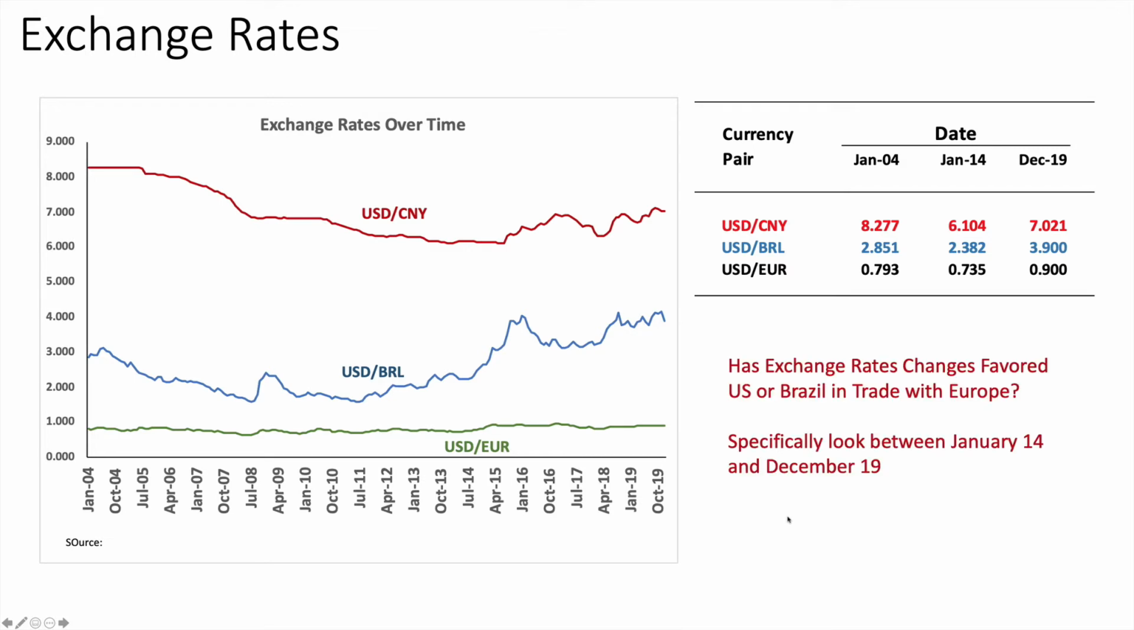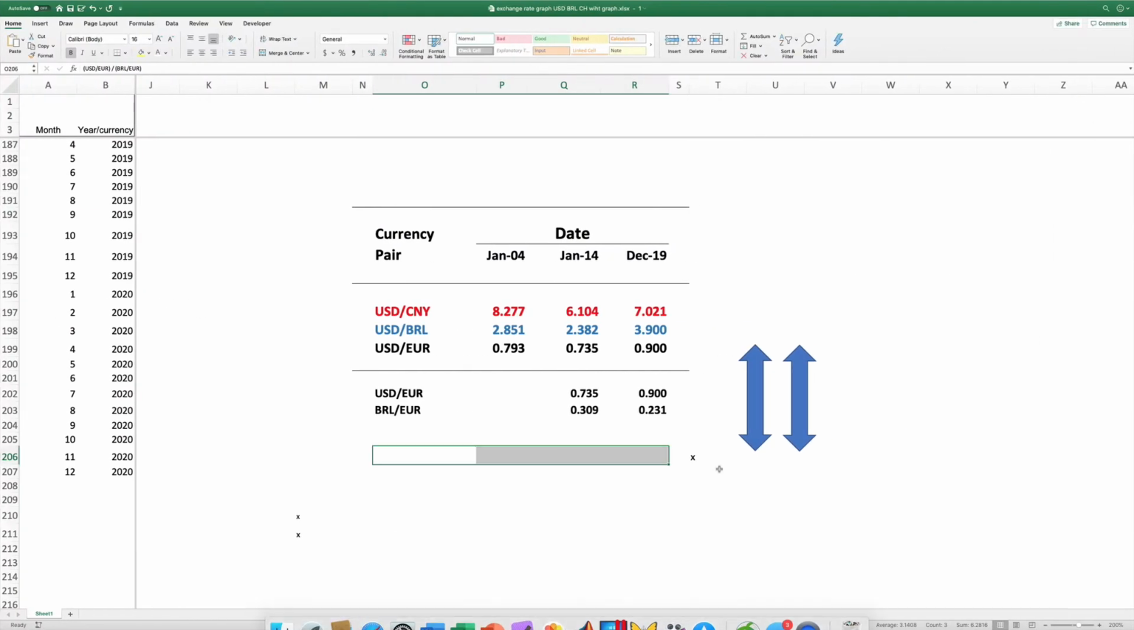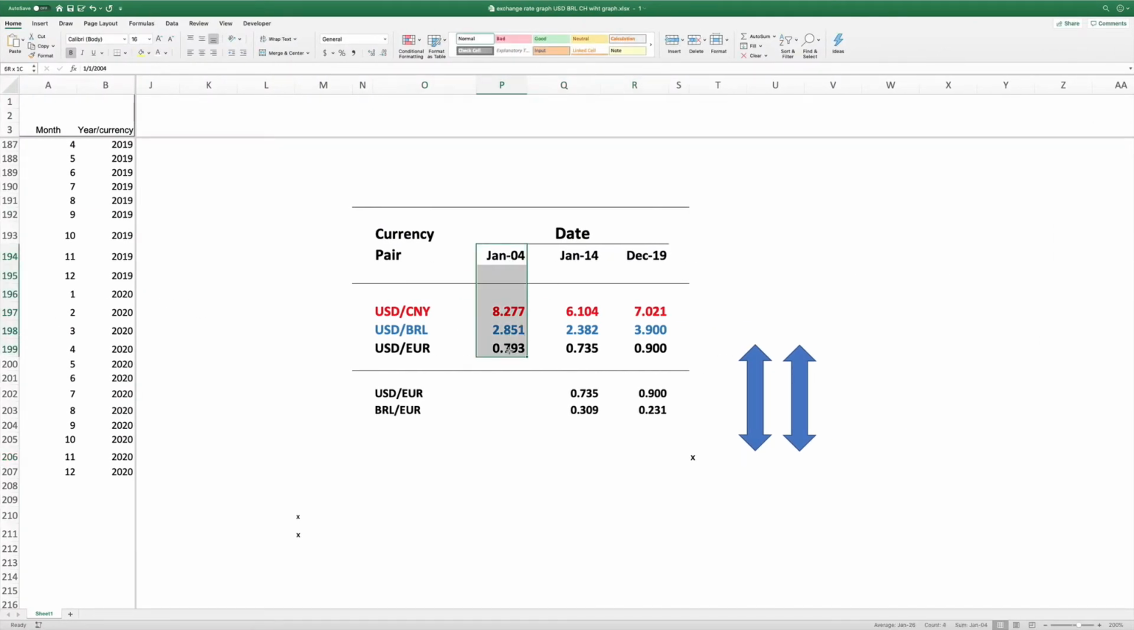Specifically, what we're going to look at is between January 14th and December 2014, the year, and use the above data to see whether Europe or the U.S. is favored in trade with Europe. All right, I'm going to blow that table up. Here it is. Take out these numbers because we don't need them, and honestly, we don't need this number either. So we're just looking at U.S. dollar to Brazil, U.S. dollar to Europe.